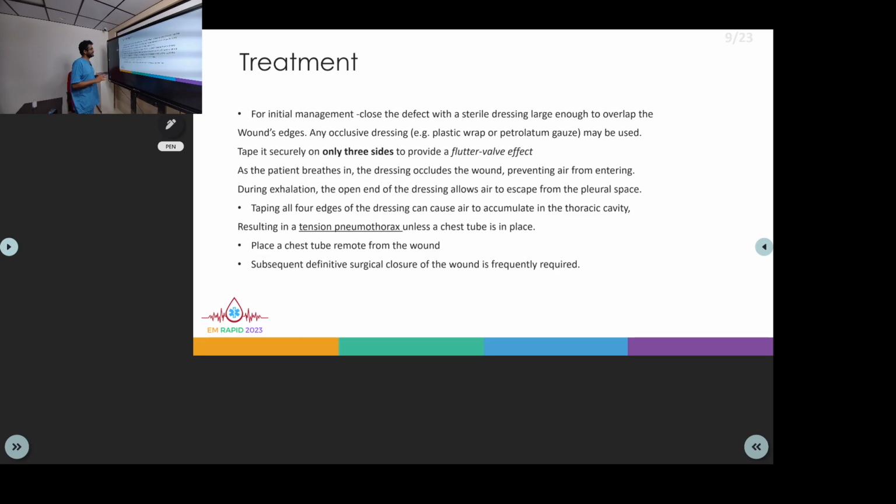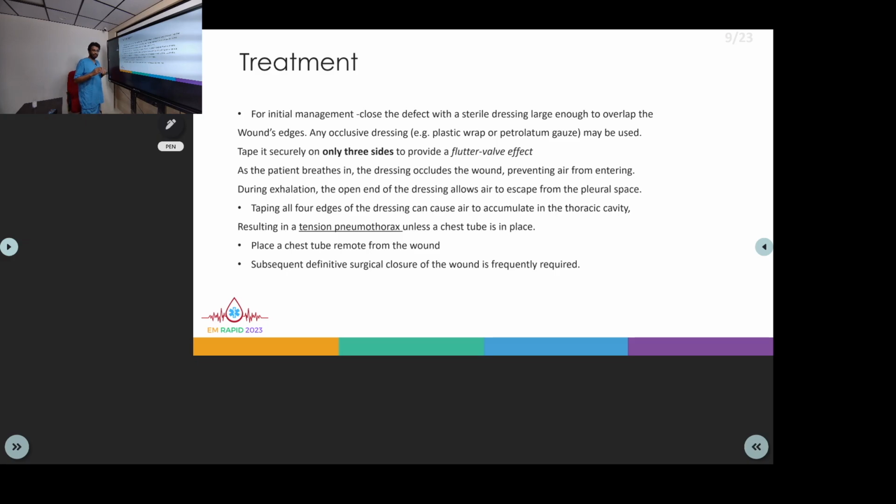So here the treatment is initially we have to close the site of injury so that patient won't be able to take in more air through the site of injury. So here we will close the wound with a plastic wrap or petroleum gauze, and we will close it on three sides, and one side will be kept open, so that when patient is breathing during inspiration the valve will get closed, and during expiration through that open side the air can go out, which then reduces the air in the pleural space.